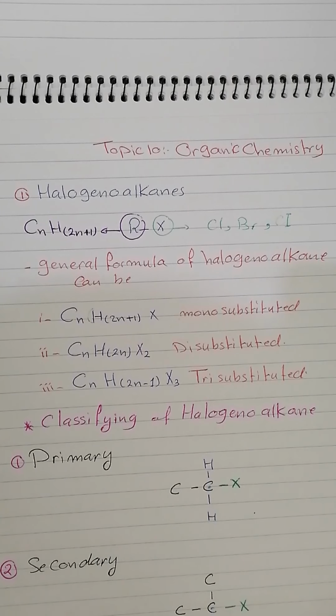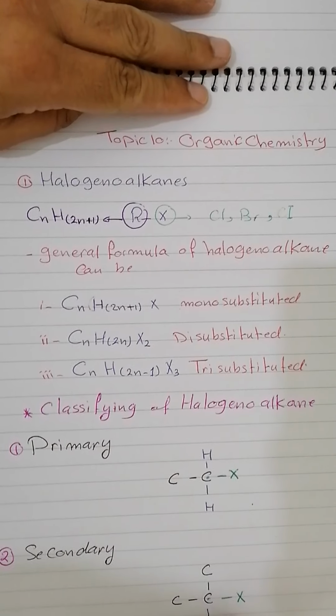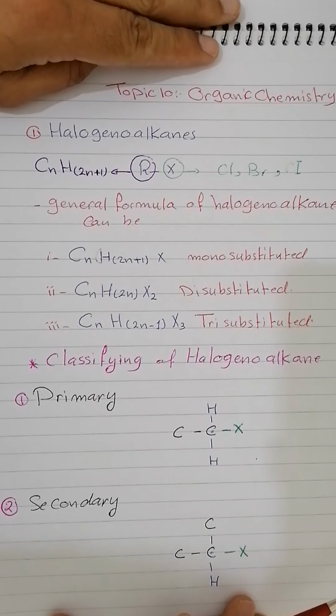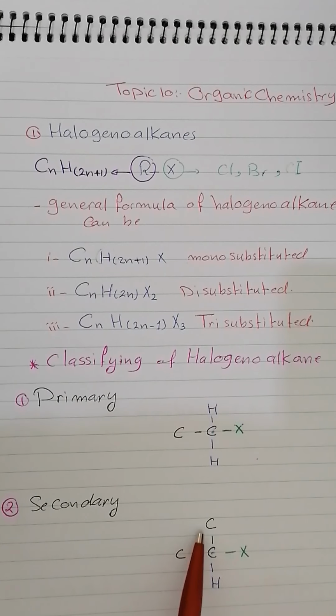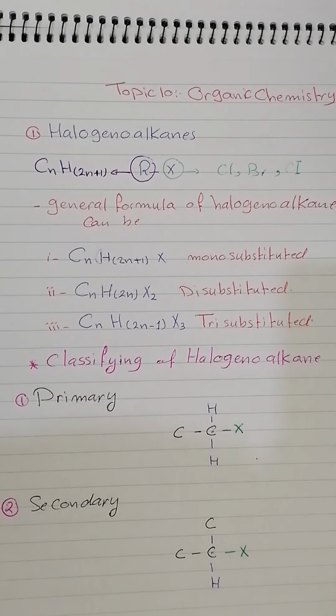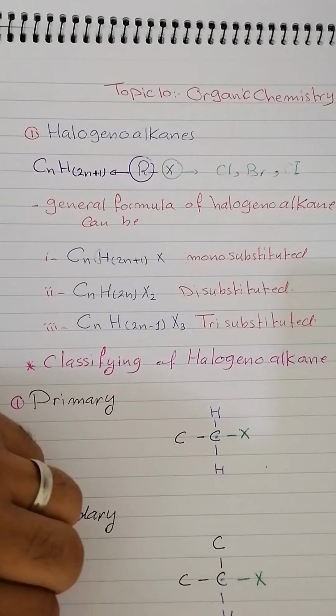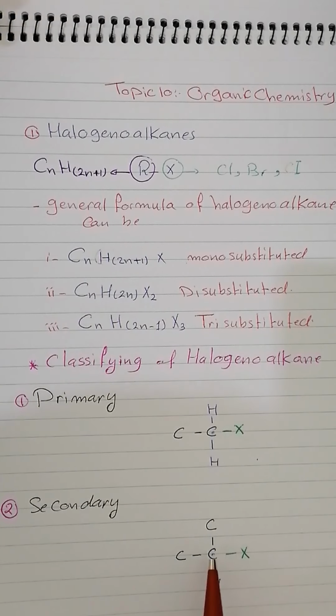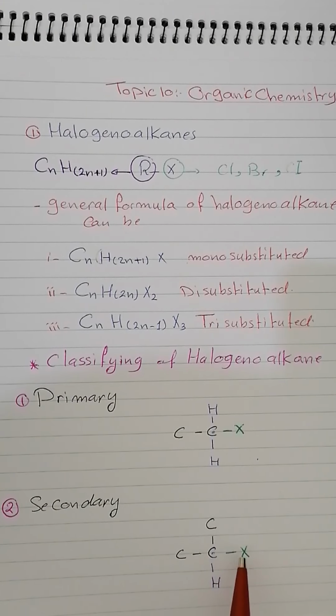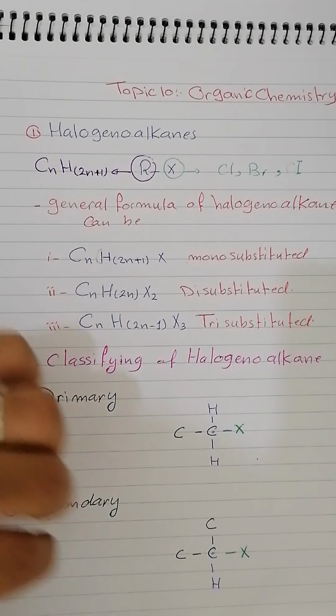Okay, secondary is when the carbon which is bonded to the halogen is bonded directly to two carbons and one hydrogen. Again, here we can have a long chain of carbon, but our compound is classified depending on the carbon which is bonded directly to the halogen. This carbon is bonded directly to two carbons and one hydrogen. It is secondary halogenoalkane.